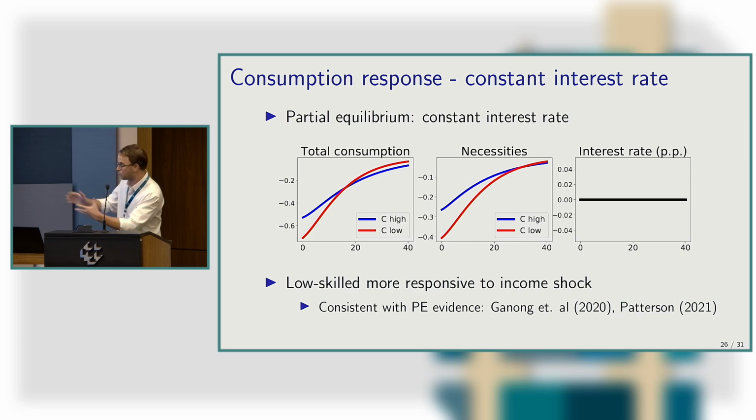This is very consistent with the partial equilibrium or reduced form evidence in the empirical literature that low-skilled households are more responsive to income shocks. They have lower liquidity, they tend to be more constrained, and then they respond more to income shocks. And this is true in the model.